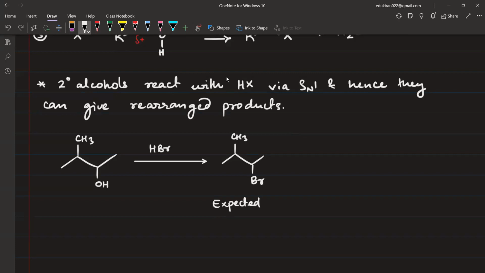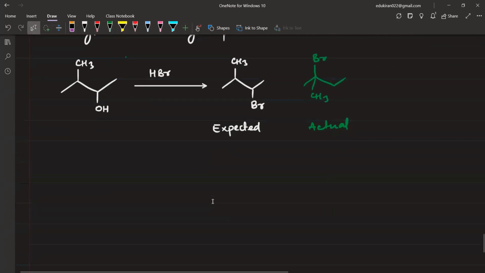But the actual product that we get has the 4 carbon atoms like this. This carbon atom is the one having CH3. It gets the Br, and the CH3 is also here. The complete system has changed. So this is the actual product that we get. This is the expected product, and this is the actual product. So you are going to write this product. This is the important product. So this is what is formed. How it is formed, we'll understand in the mechanism.